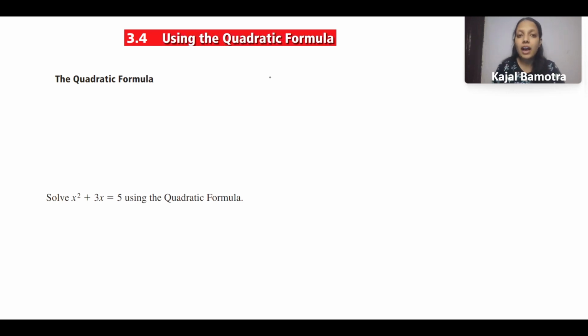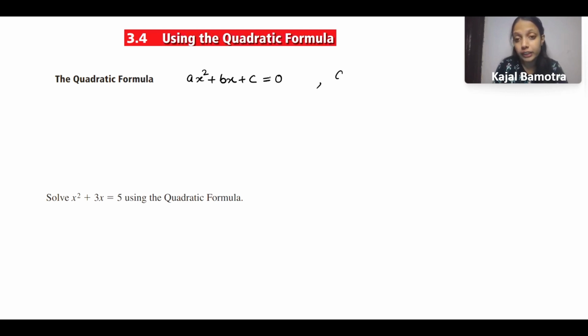Hello everyone, now we will start 3.4. In this topic, we will learn about the quadratic formula. As the name says, quadratic, this is used for quadratic equations. So what does the formula say? If you have a quadratic function or quadratic equation, ax square plus bx plus c equals 0.